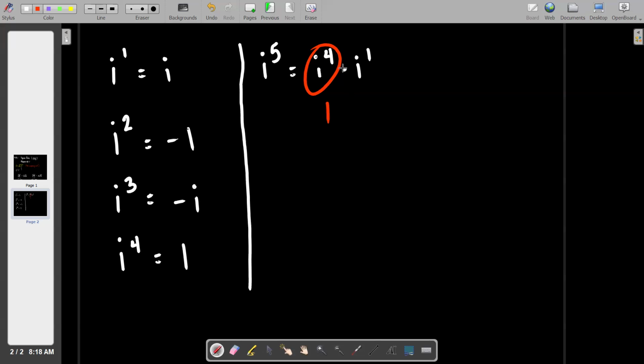And we know what i to the 1 is. What's i to the 1? It is i. And what is 1 times i? i. So I'm going to erase my work, and next to i to the fifth, I'm just going to put i. And you see now why I decided to write it next to i to the first. And if you're really paying attention, you already know the answer to this, but I'm not going to assume that you do. That would make me a bad teacher. I try not to be.